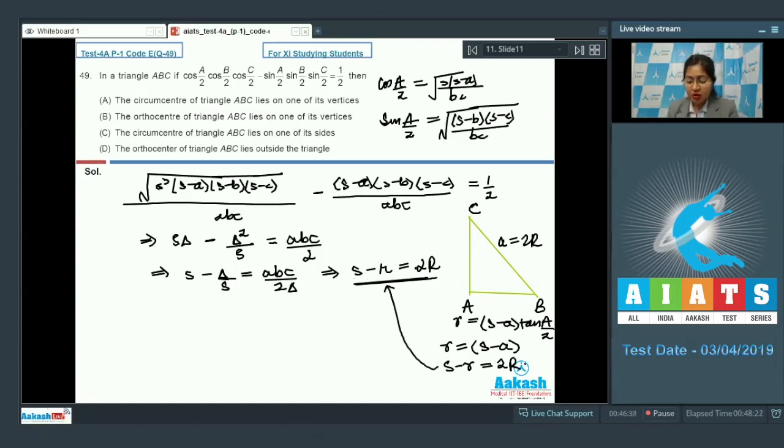So this condition is possible only for a right angle triangle, which means that the given triangle ABC is a right angle triangle. Now the option says that the circumcenter lies on one of its vertices. Now for a right angle triangle we know that A is the orthocenter and the circumcenter of this triangle is the midpoint of BC. So we can say that the circumcenter lies on one of the sides and the orthocenter lies on one of the vertices. So from the given options we can see that options B and C are the correct answer.